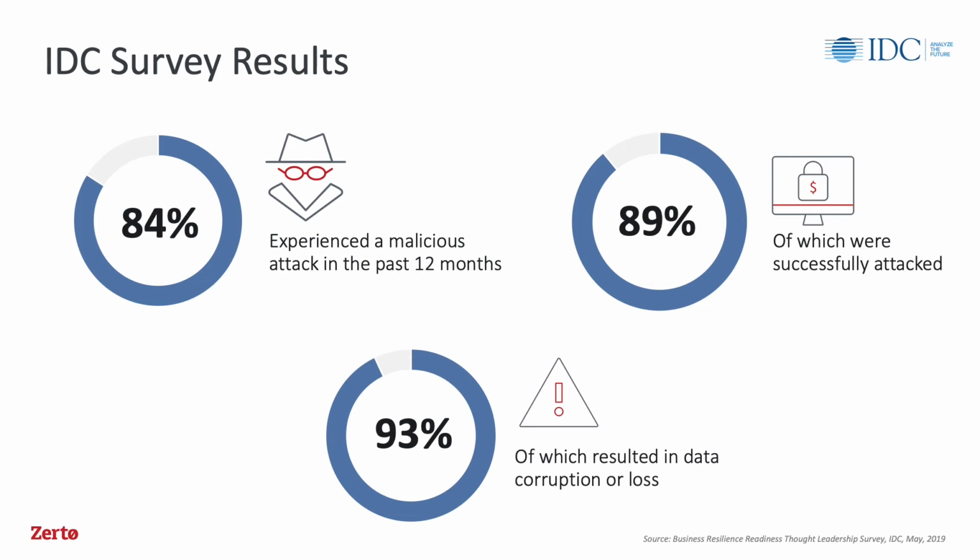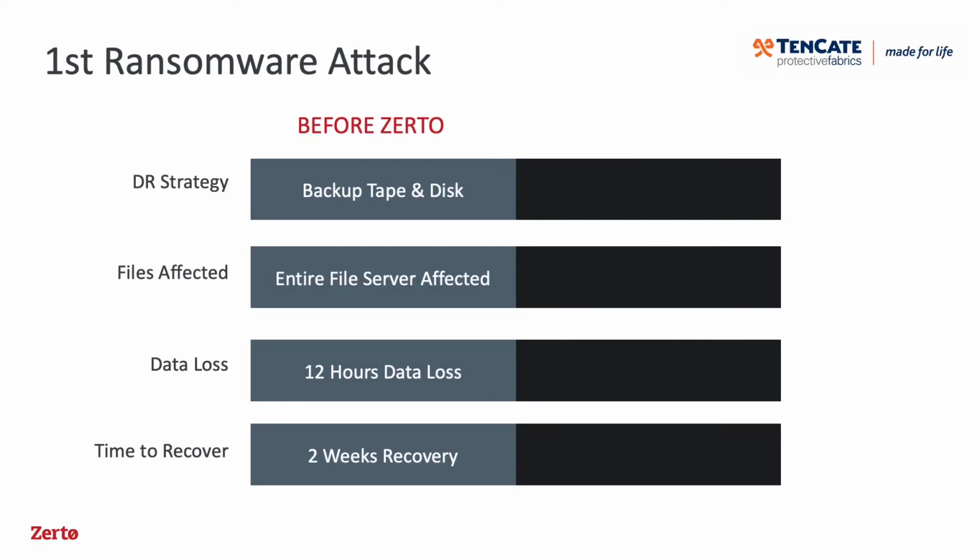Before Zerto, Tenkata Protective Fabrics was an organization that used backup tape and disk. During their first ransomware attack, their entire file server was affected. And because of their daily backups, that caused a 12-hour data loss. And because of their approach to application consistency and its recovery, it took them 2 weeks to recover. 2 weeks away from proactive activities, 2 weeks away from being able to implement new deliveries for digital services. But it was focused on something reactive like recovering from ransomware.